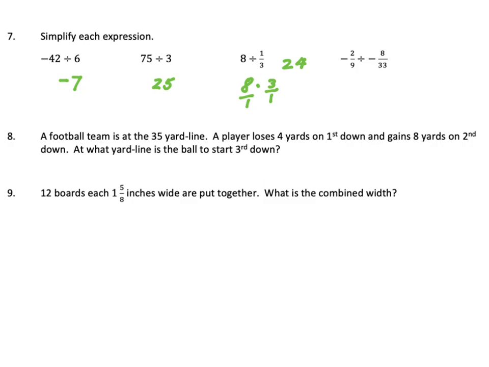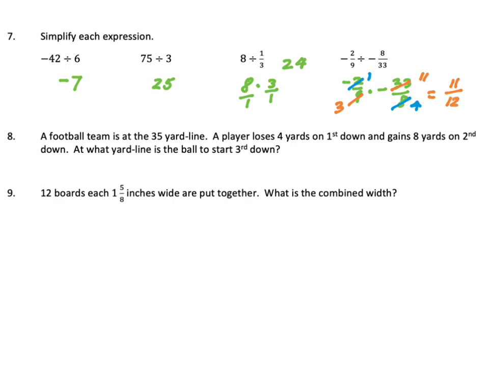And dividing on the last one, we're going to take negative 2/9, multiply by the reciprocal, and look to see if we can cross cancel, and we can. 2 goes into itself once and into 8 4 times. 3 goes into 9 3 times, and 33 11 times. Now we have a negative times a negative, that's positive, and we have a 1 times 11, and 3 times 4, 12, 11 twelfths.